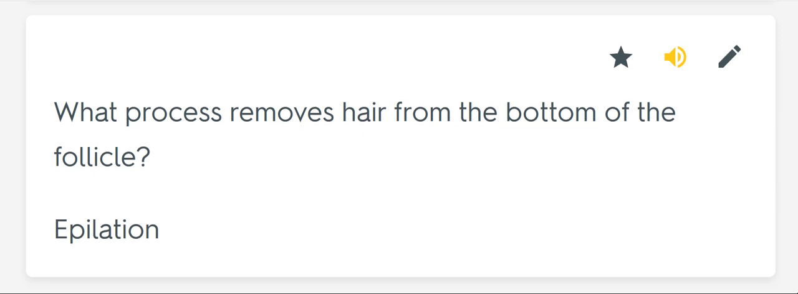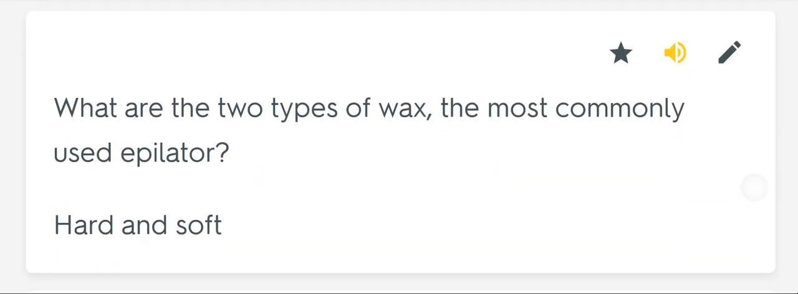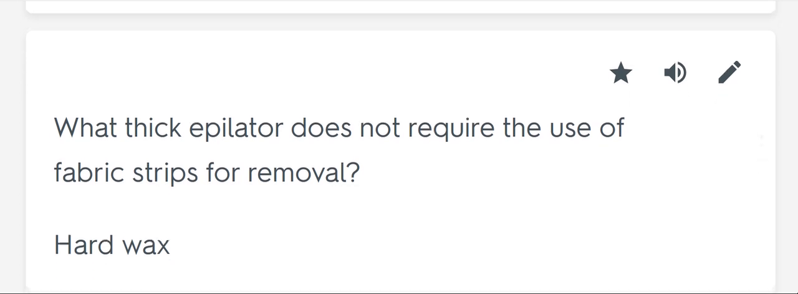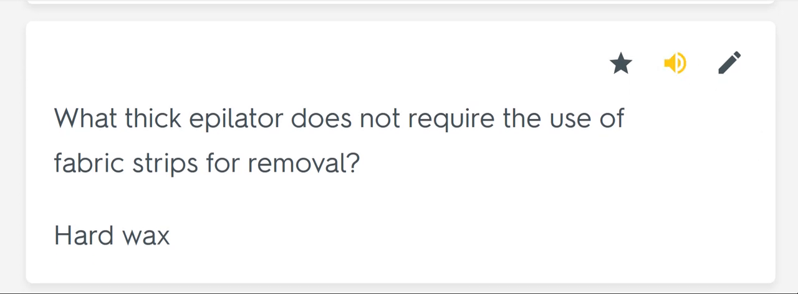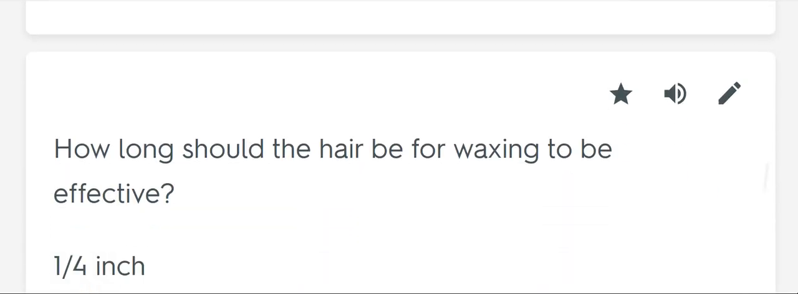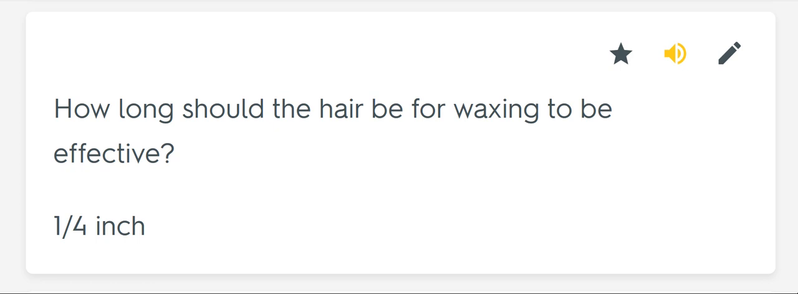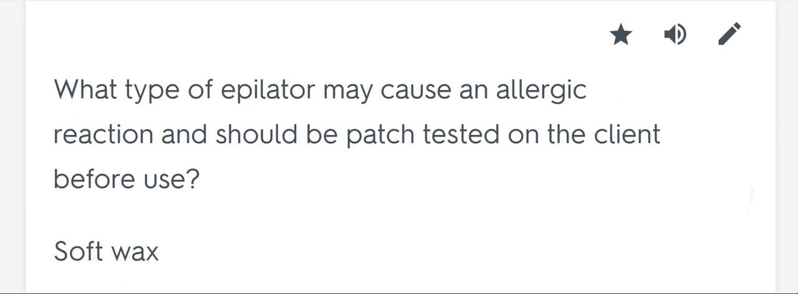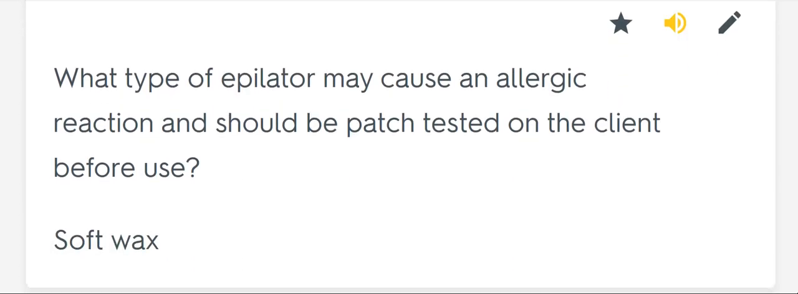What process removes hair from the bottom of the follicle? Epilation. What are the two types of wax, the most commonly used epilator? Hard and soft. What thick epilator does not require the use of fabric strips for removal? Hard wax. How long should the hair be for waxing to be effective? 1/4 inch. What type of epilator may cause an allergic reaction and should be patch tested on the client before use? Soft wax.